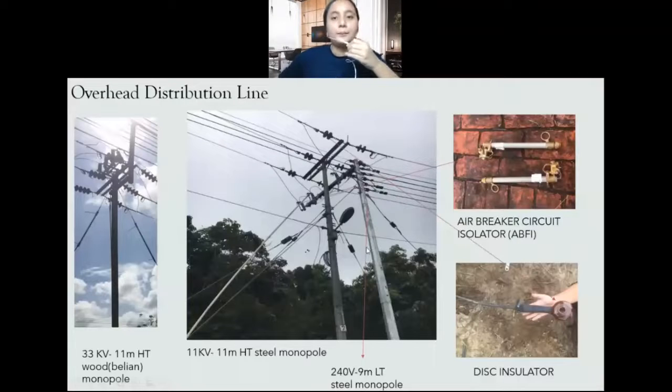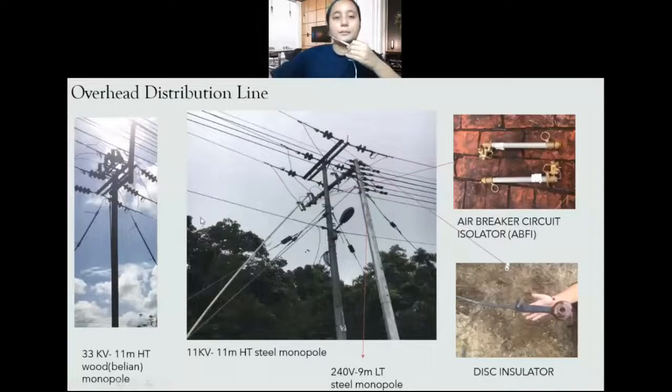Okay, this one is an air breaker fuse isolator. This is the example, and this one is the insulator. For 33 kilovolt, it is mostly used in the city, but 11 kilovolt is used in rural areas. How do we know this one is 11 and this one is 33? Because the insulator for 11 kilovolt is 2, but for 33 kilovolt is 4.